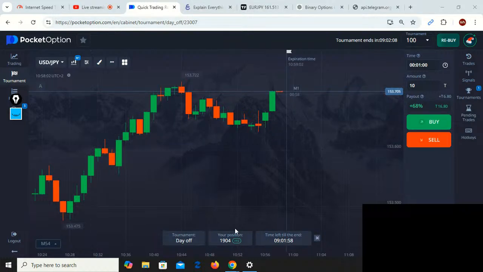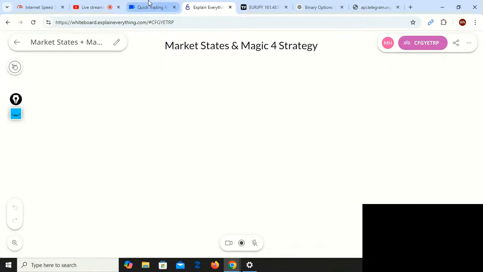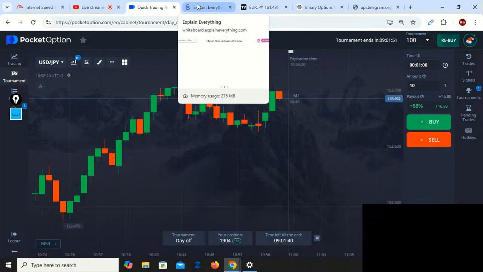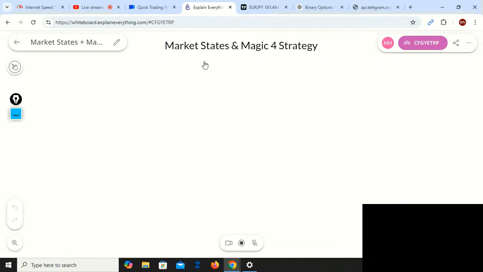So, for the past couple of days, I've been explaining and backtesting and trading what I call the Magic 4 setup, which is based on a few parameters and basically on the basics of how the market works. So let's begin. We will explain the market states. There are three, and what I call the Magic 4 strategy. First, let's explain the market states.